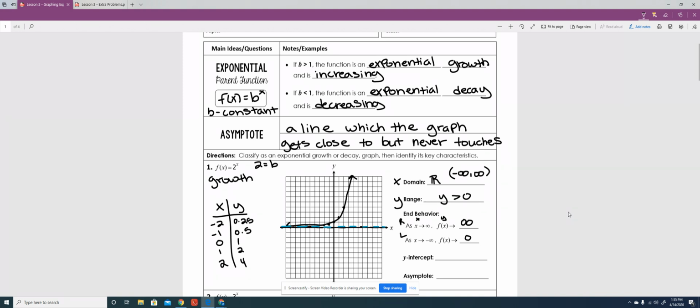Y-intercept, that's where we cross the y-axis, and that is at the point (0, 1). And our asymptote, that horizontal line, is at y equals 0.